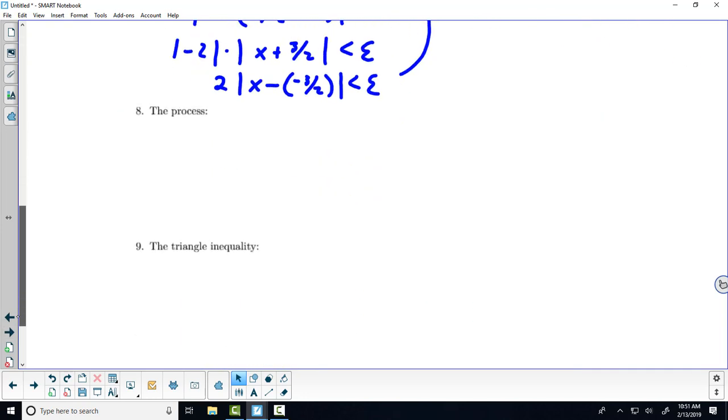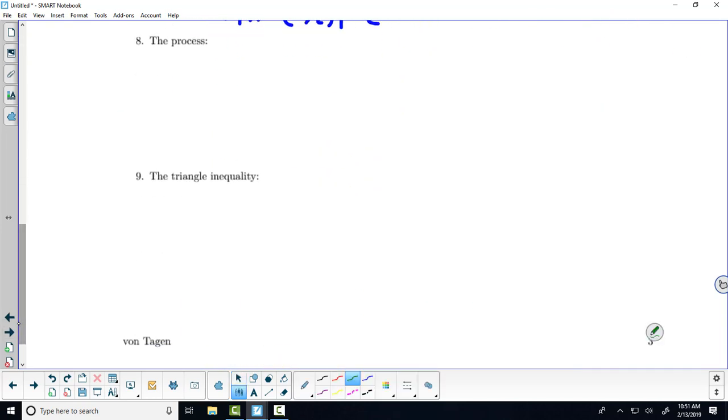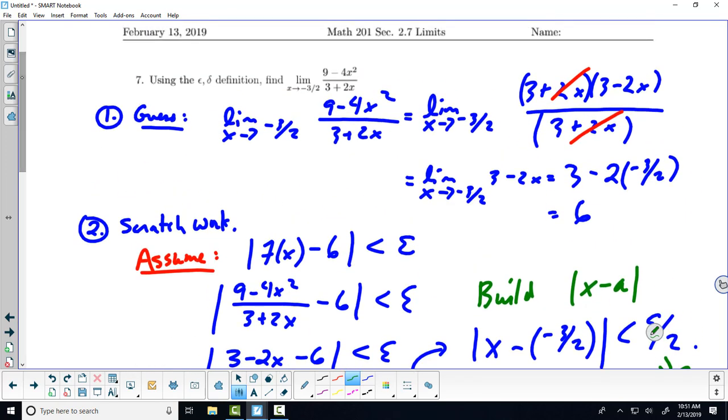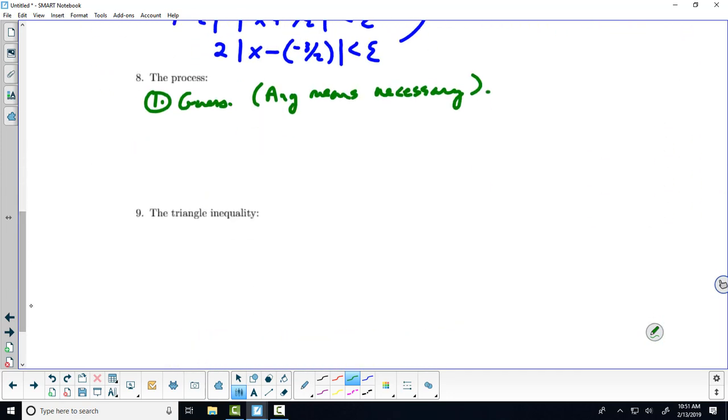All right. So again, let's just summarize the process. 1, you need a guess. You can use any means necessary for that guess. Usually just the tricks that we taught in this class. By the way, that last limit was a lot more interesting. Why? Because it was an indeterminate form, as opposed to a line where you knew what the y value was supposed to be. But anyway, you can use any means necessary to come up with a guess of what you think the limit is. If you guess wrong, you won't be able to prove it.